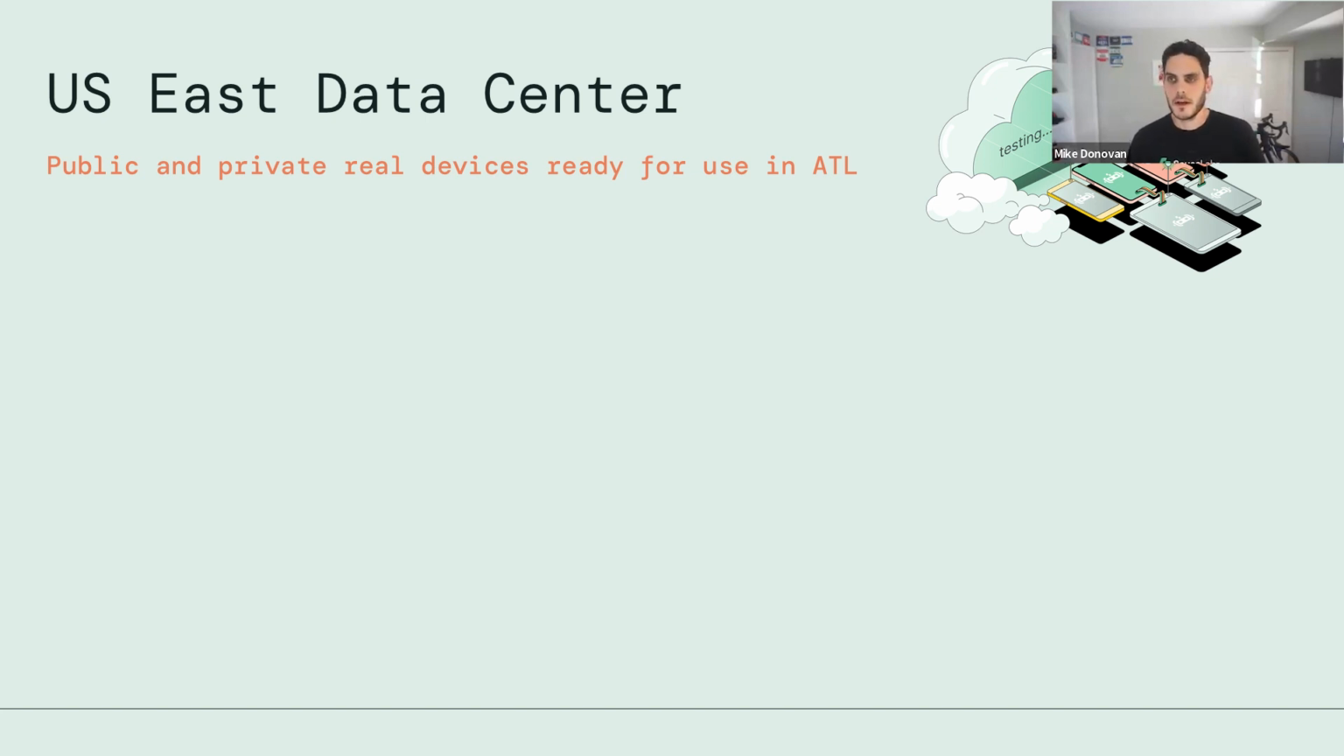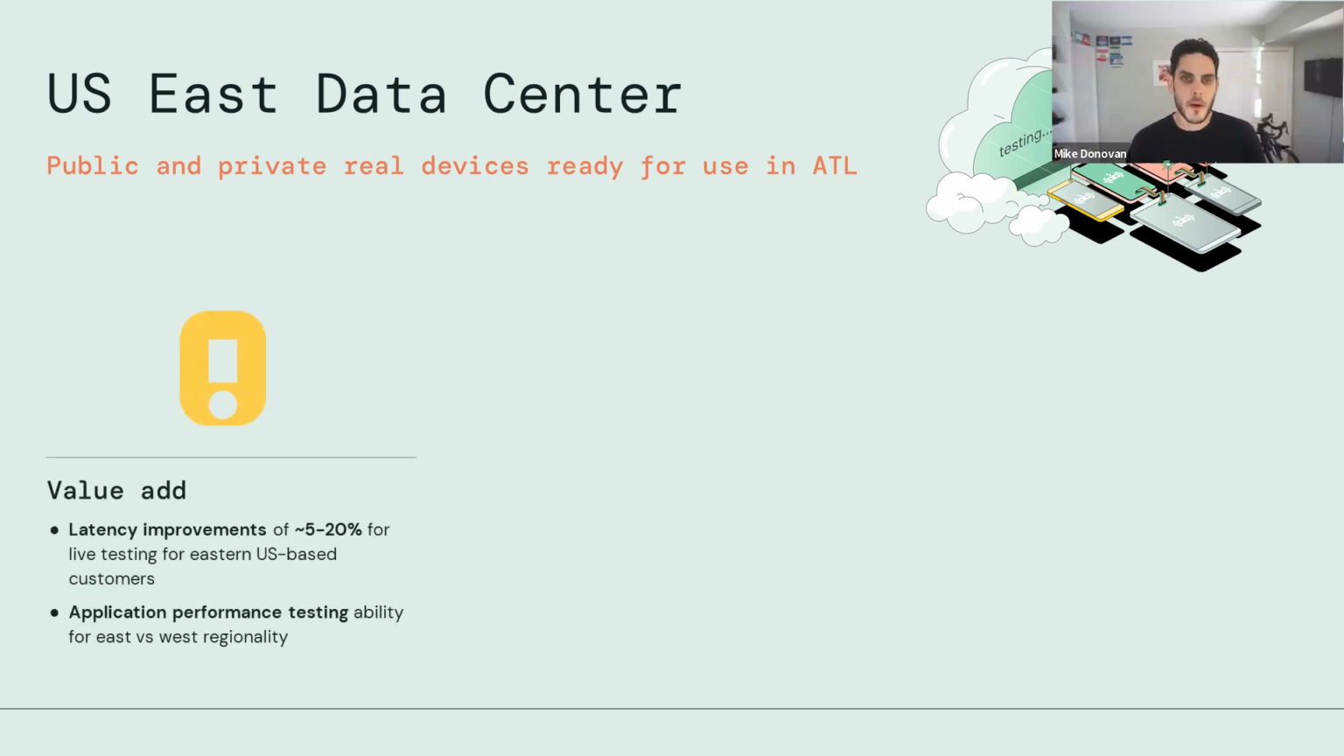US East is launched now with support for both. For those teams located closer to US East, latency is definitely improved, right? That's a big deal, the distance between wherever the test is being run, whether it's manual or automated, and the actual underlying phone that it's run on. So we see those latency improvements.